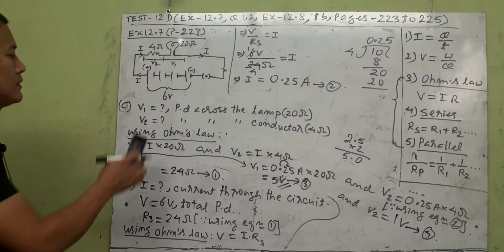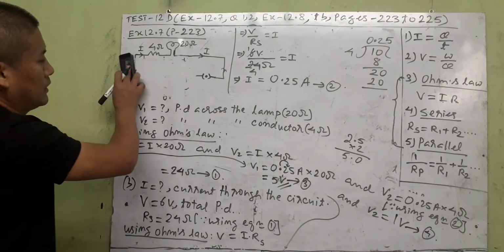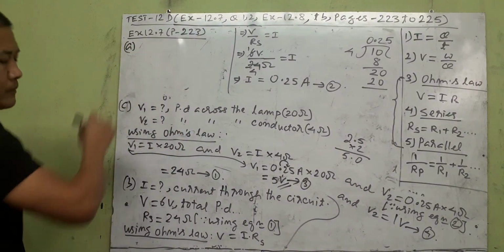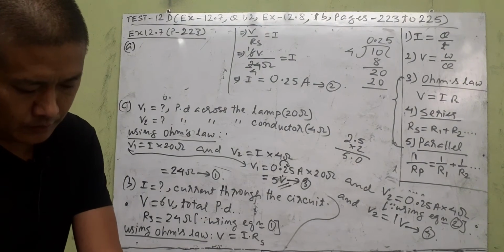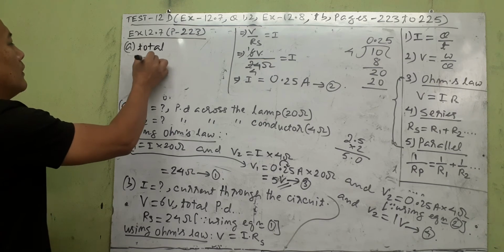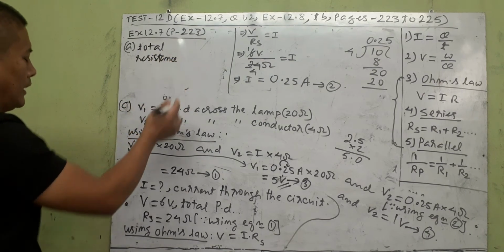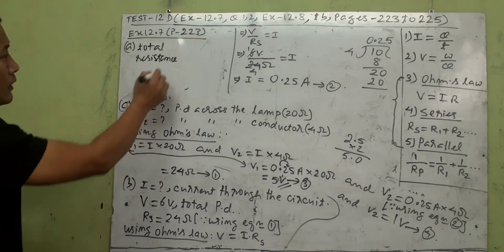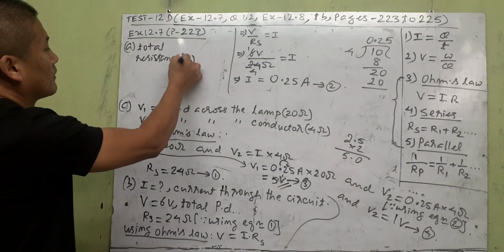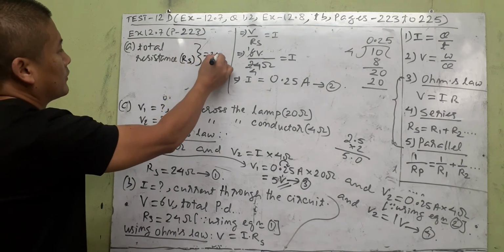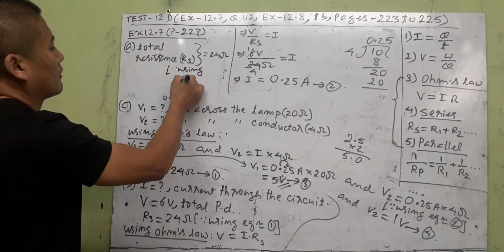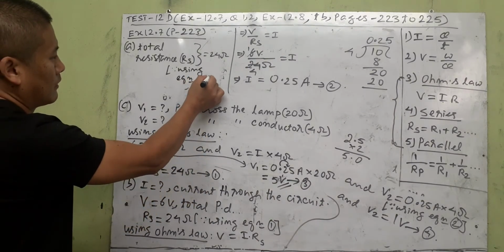So you can finally write the answers one by one. So number A, the total resistance of the circuit. So you write here, total resistance, which we have calculated in A by using, you will remember, RS. So you write your RS is equal to 24 ohms, since using equation number 1. First answer.